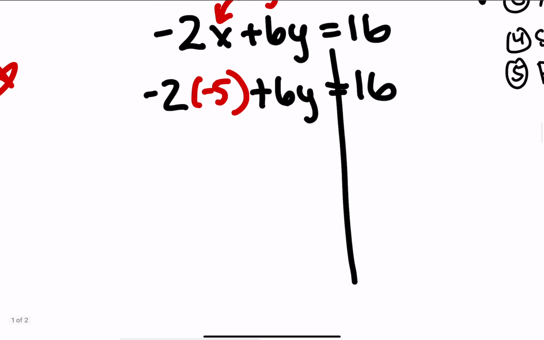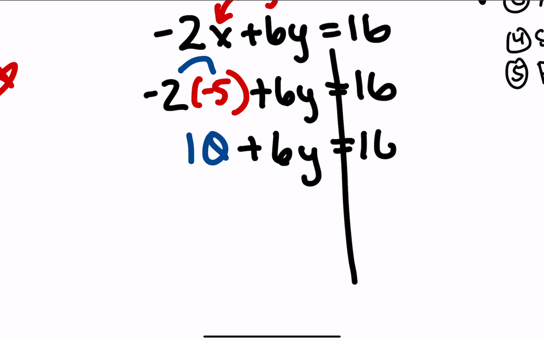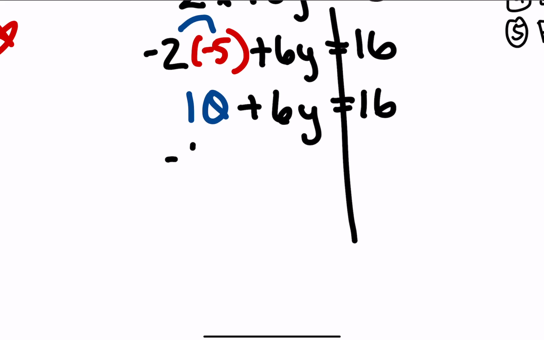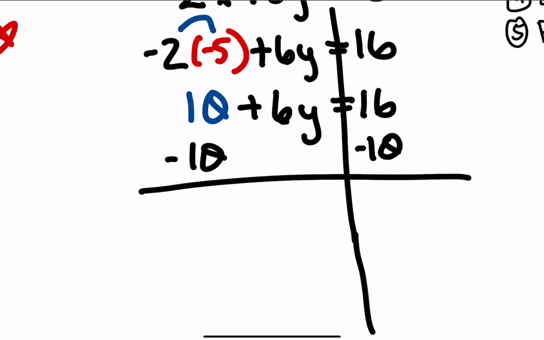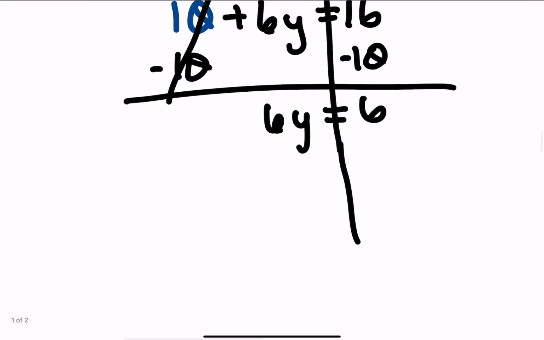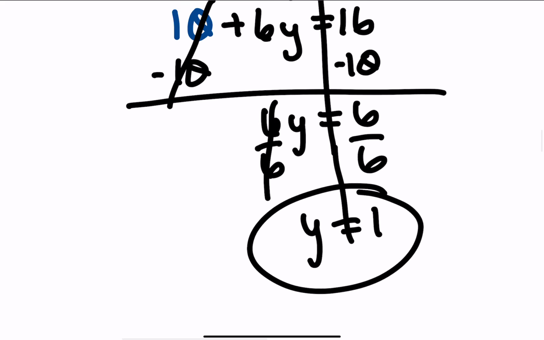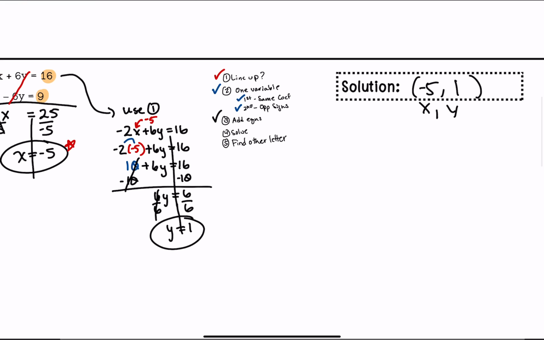Now I do some math. Negative 2 times negative 5 is a positive 10. So we have 10 plus 6y equals 16. I can subtract this 10 away from both sides using my math skills from Module 4. This gives me 6y equals 6. I can divide that 6 away on both sides. This leaves me with y equals 1. So now I know y's number is 1. And look at that. We are done. Lovely. Let's move on to the next problem.